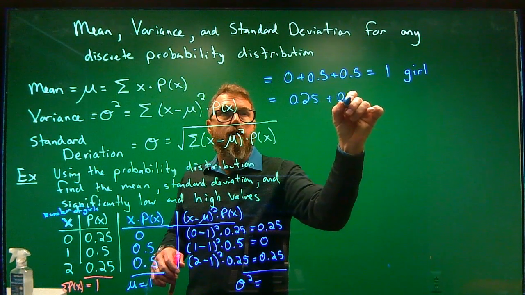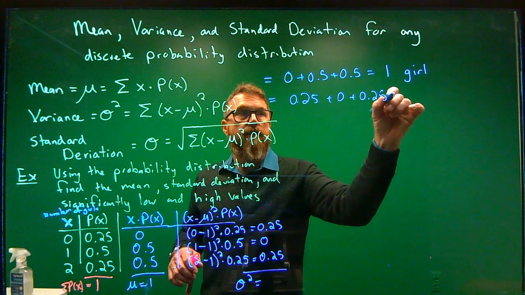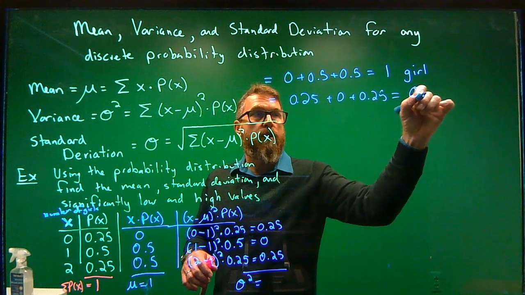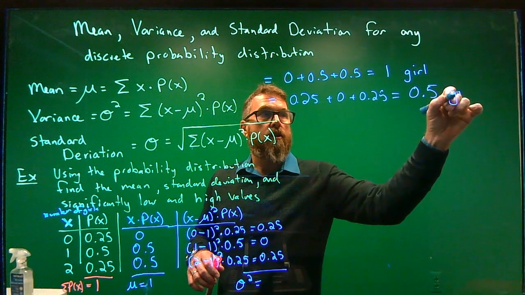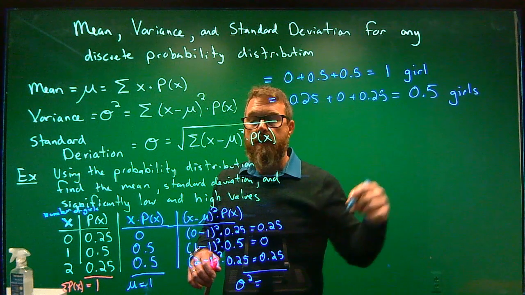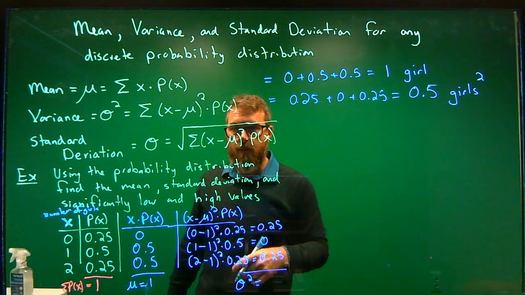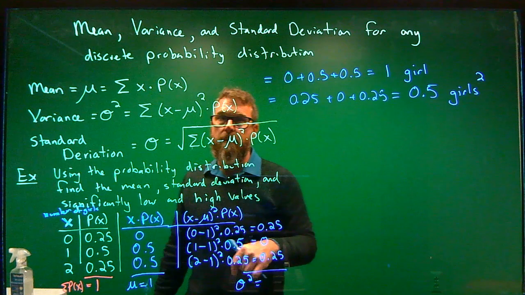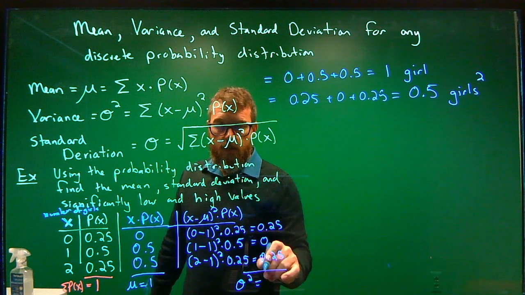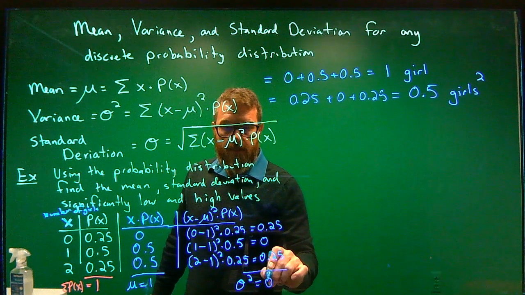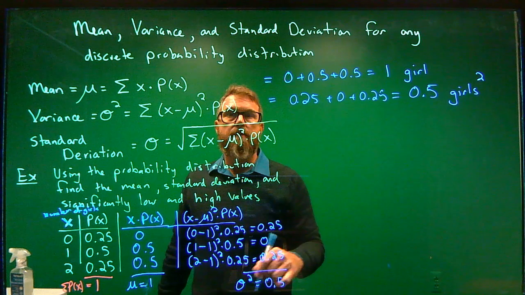So the addition of these things, your variance is going to be 0.25 plus 0 plus 0.25, which is going to be equal to 0.5 girls. Now we know that the variance is the square of the unit, so this is going to be girls squared. Now when we take the square root, this is just going to become girls again.